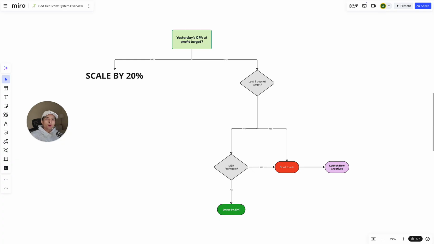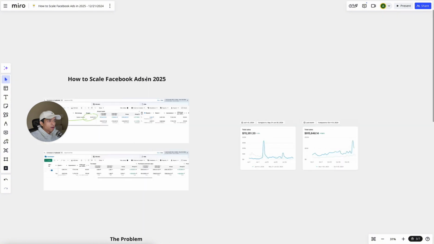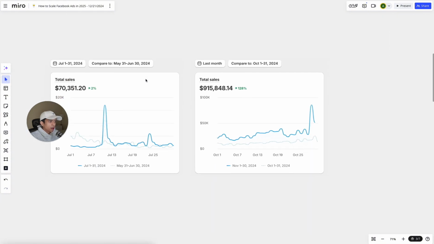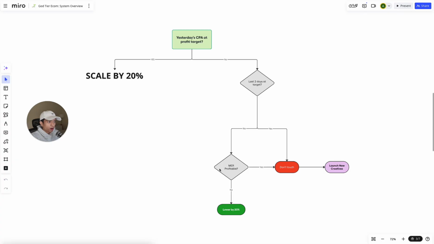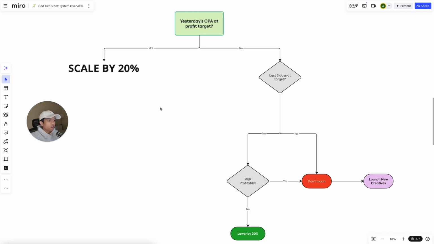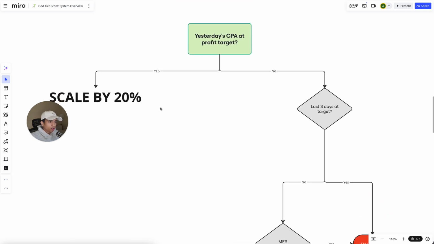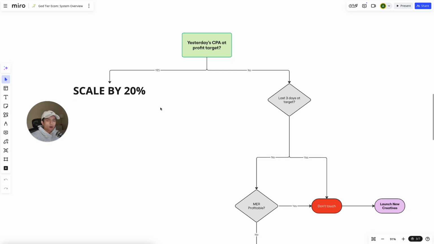And once you actually have your targets, scaling, like the literal scaling in the ad account, becomes super easy. And again, this is exactly how we were able to scale this brand from 70K to 915K through this one singular campaign, by using this framework that I'm about to show you right now. And it's so easy. So every single day you come in, you check if yesterday's CPA is hitting your target. You can also look at MER or new customer ROAS.